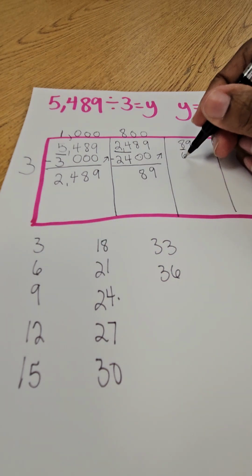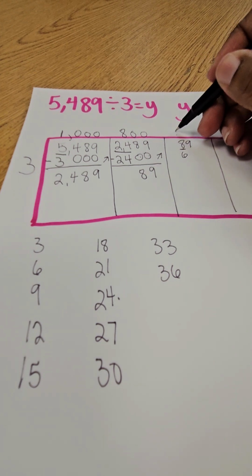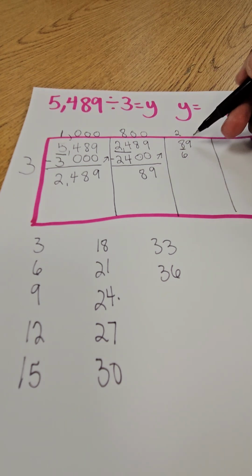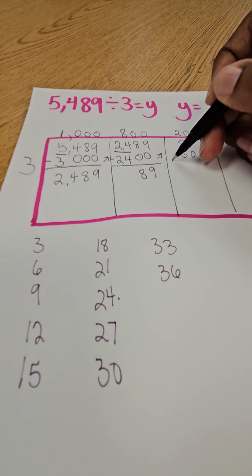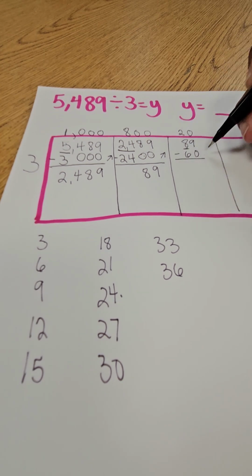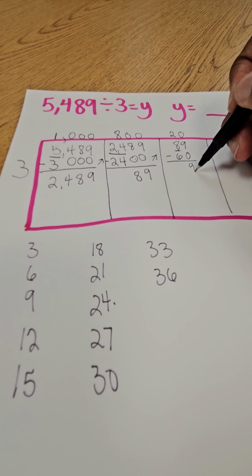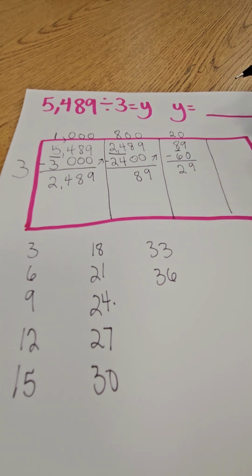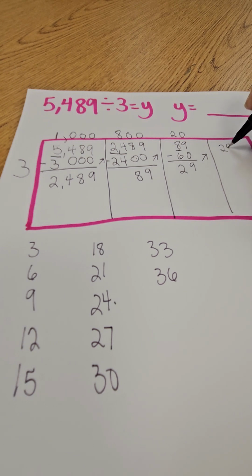We put the 6 under the 8, and we say 3 times what is 6? 3 times 2 is 6. We did not use the 9. 0 above, 0 below. Remember, any digit we did not use, we want to put a 0 above it and below it. Now you can subtract: 89 minus 60, 9, 29. So now 29 goes to the next column.